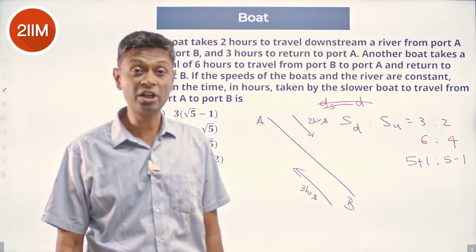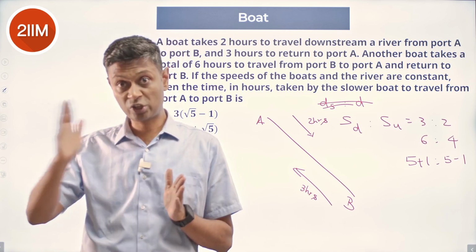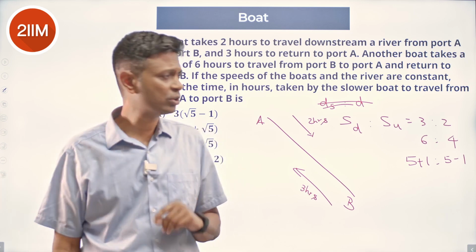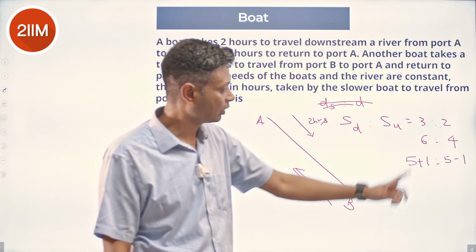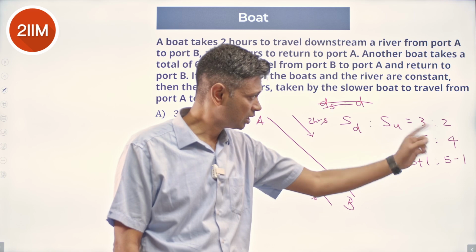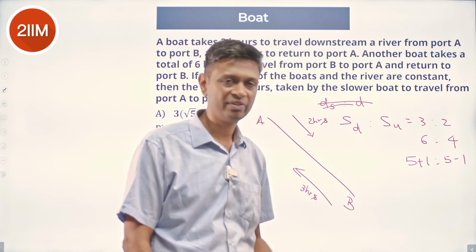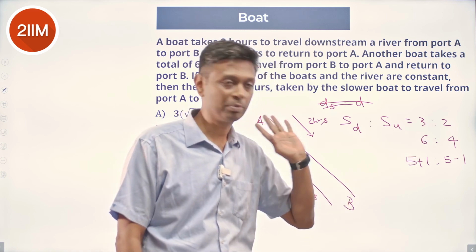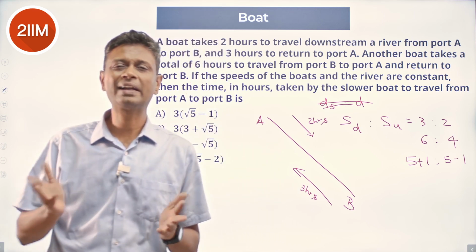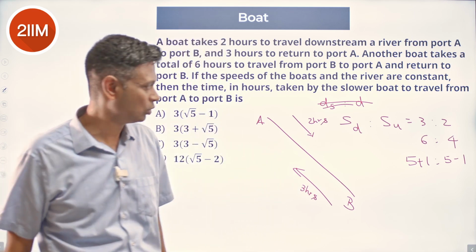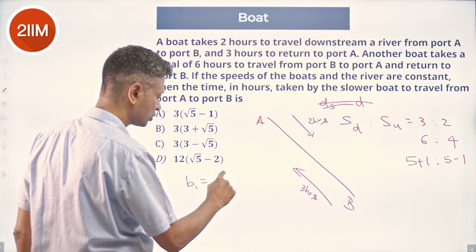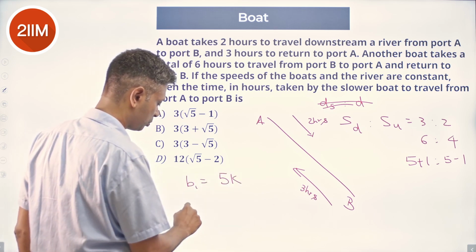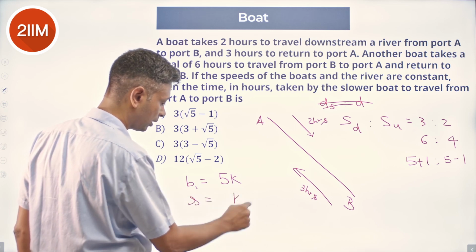We know downstream speed is boat speed plus stream speed. Upstream speed is boat speed minus stream speed. So B plus S is 6, B minus S is 4, or boat speed is 5, stream speed is 1. I'm not saying they're 5 and 1, ratio of 5:1. Right? So I'm going to say speed of boat 1 is 5k, speed of stream is k.